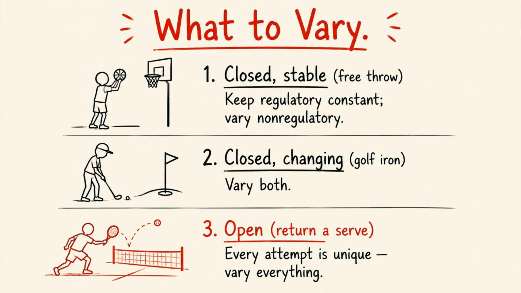Second, a closed skill with intertrial variability, like a golf shot with a 7-iron, where the lie, the distance, and the slope differ every time even though it's the same club. Here you vary both regulatory and non-regulatory conditions, because both will be novel in a match. Third, an open skill, returning a tennis serve, where every attempt is genuinely unique and the environment is in motion. Here, by necessity, you vary everything. A wide range of regulatory conditions that change attempt to attempt, plus the non-regulatory ones. So the type of skill tells you which dials to turn.